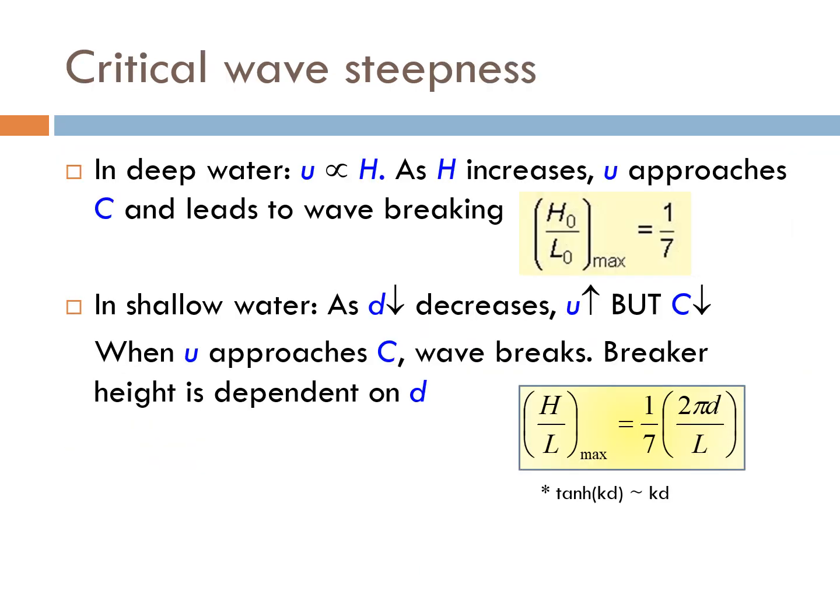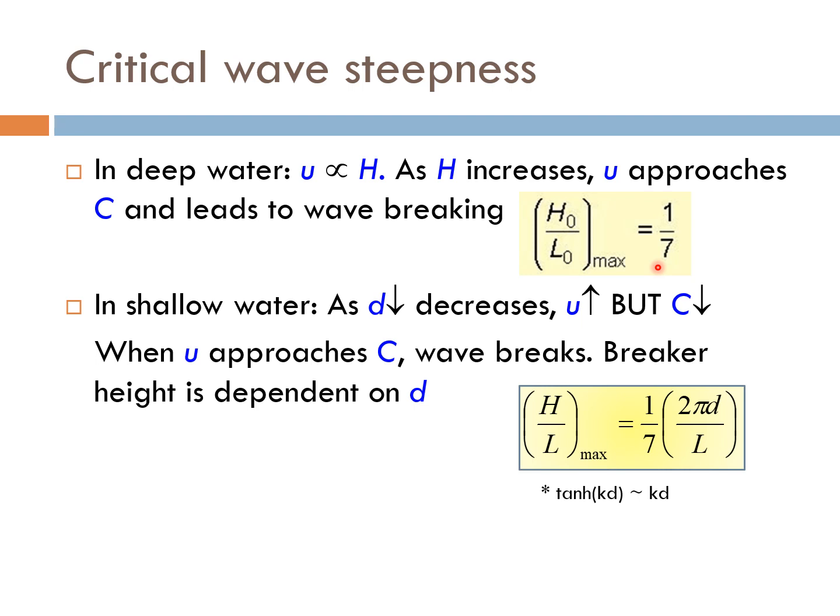As before, since we have a hyperbolic term in the equation, we can actually make some simplification in deep water and in shallow water. In deep water, the tanh term will equal 1, so that the critical wave steepness equals 1/7, meaning to say that if the wave steepness in deep water reaches 1/7, it will break.